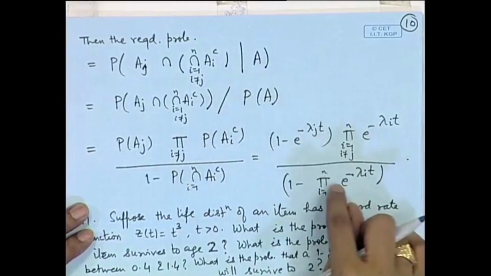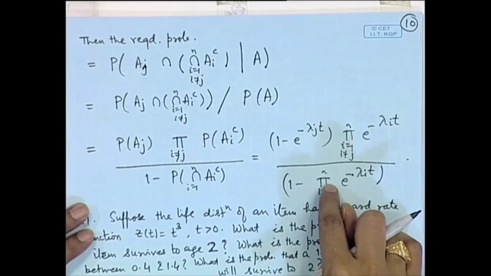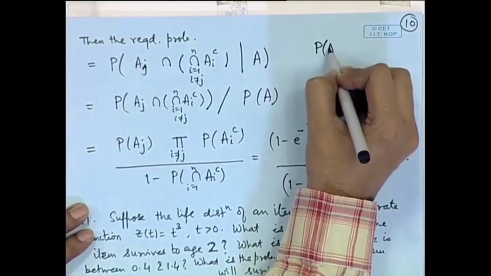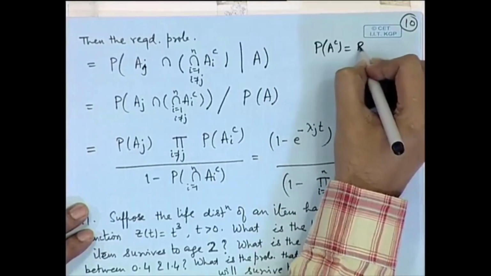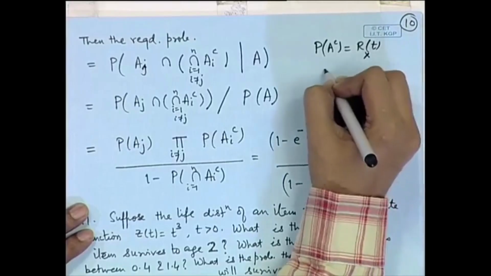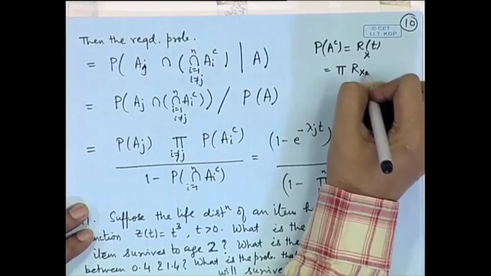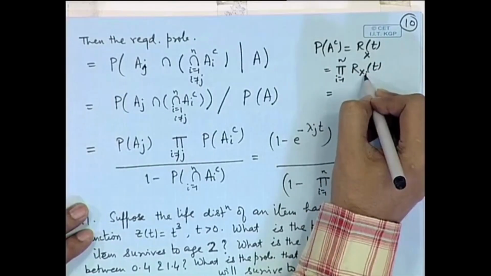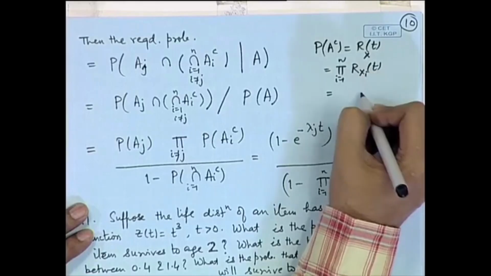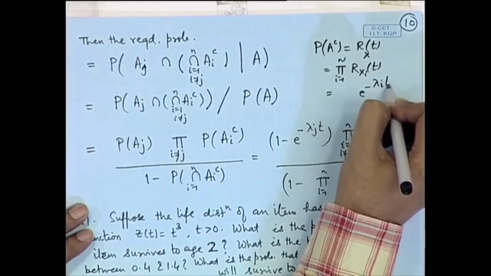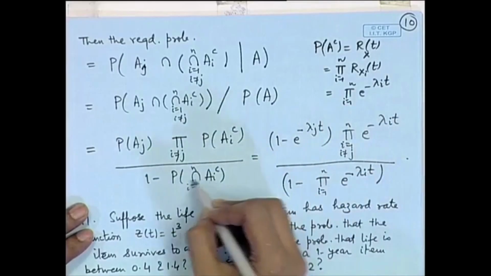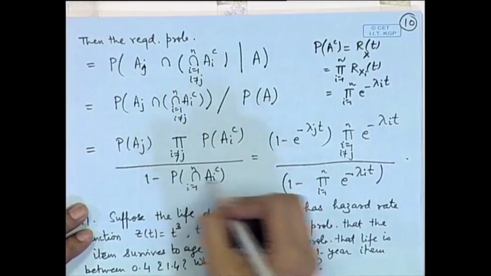Now, the reliability of a series system is nothing but the product of the reliabilities of the individual components. So, here the probability of A complement is equal to the reliability of the system at time t, which is equal to the product of the reliabilities of the individual components. Now, each of the lives is exponentially distributed. So, the reliability of the ith component is e to the power minus lambda_i t, and the product over i equal to 1 to n is the term corresponding to the probability of A complement.